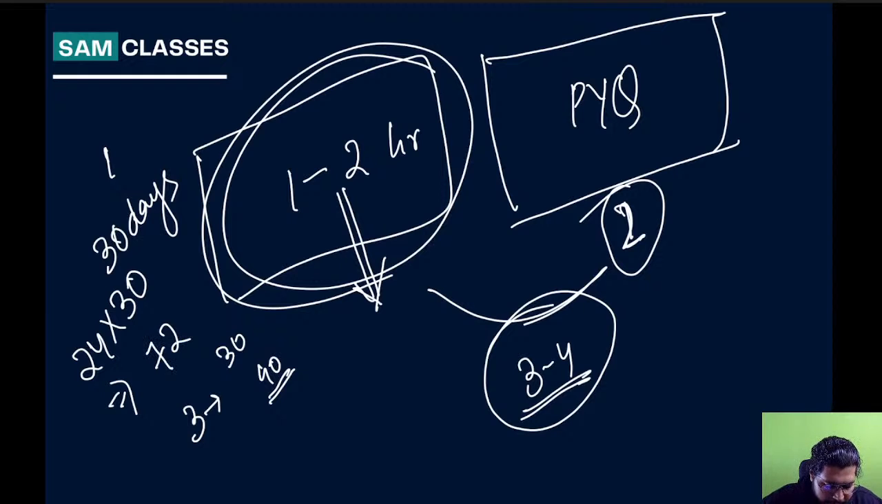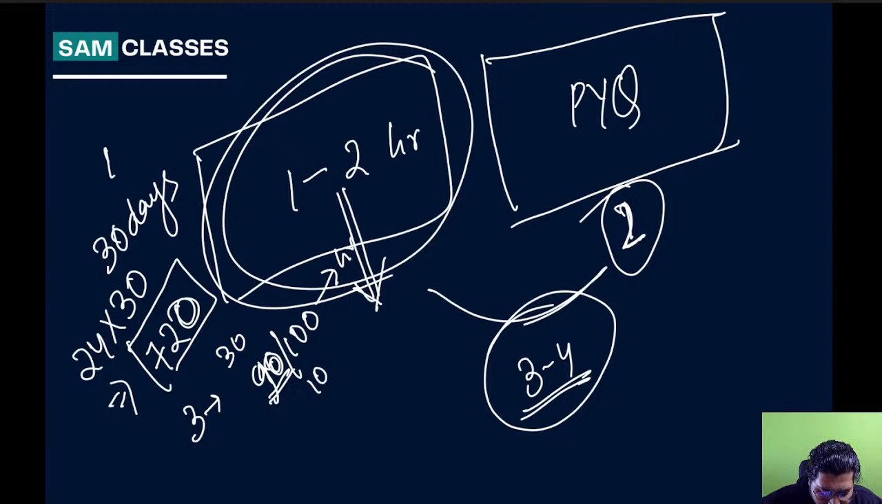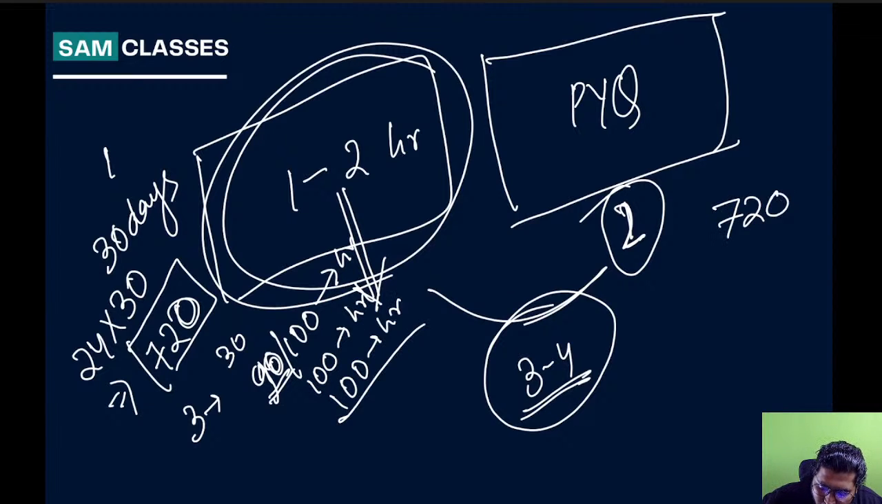Correct. 720 hours I have. Maximum what I'm asking is 90 to 100 hours in maths. Same thing I'll ask you for 100 hours in physics and 100 hours in chemistry. So out of 720 hours which you have in the whole 30 days, if you give me 300 hours, your whole syllabus and everything will be done.